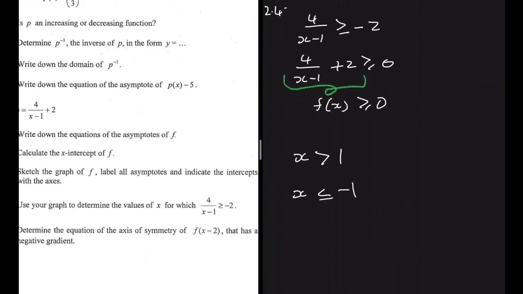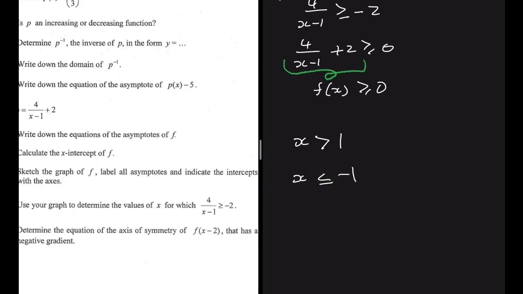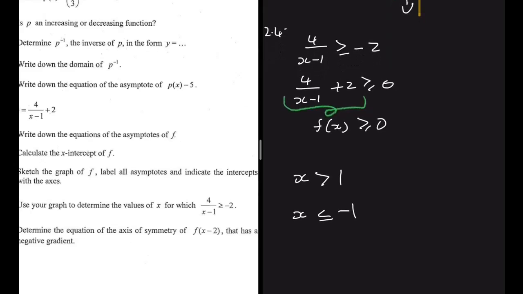So here we can put in this equal to, right? It's not going to cause us any issues because our function is defined at x equals minus 1. But here we cannot have an equal to because our function is not defined when x is equal to 1, right? So we're supposed to say x greater than 1, right?